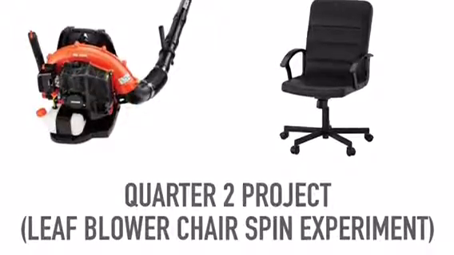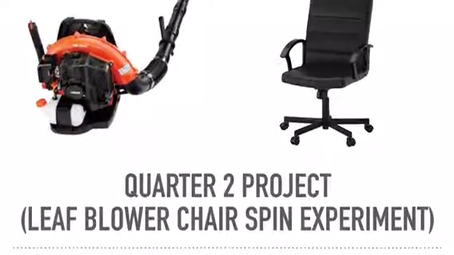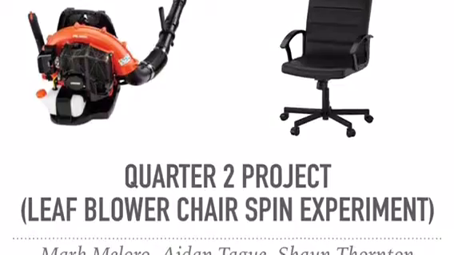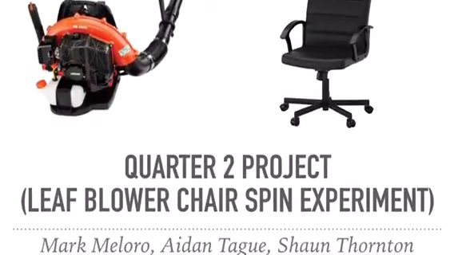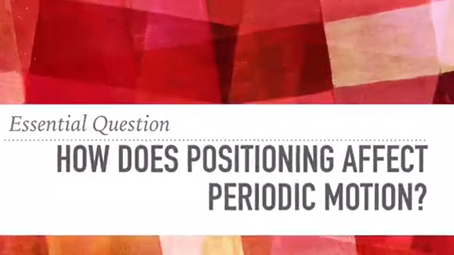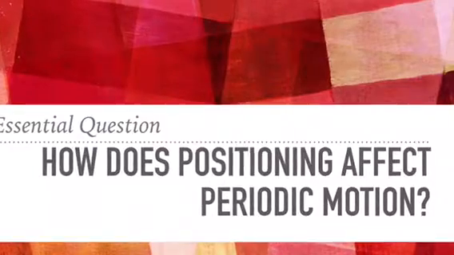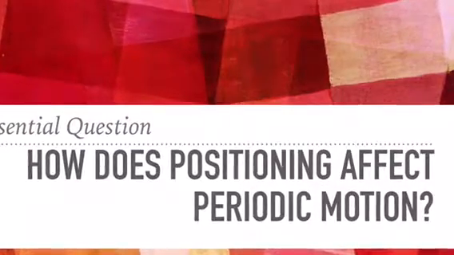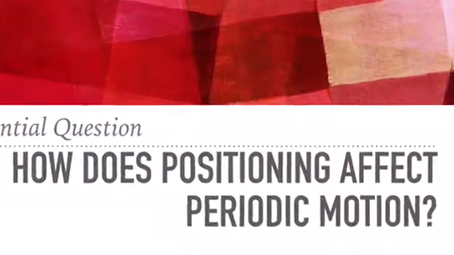Quarter 2 Project: Leaf Blower Chair Spin Experiment by Mark Maloro, Aidan Tagg, and Sean Thornton. Essential question: how does positioning affect periodic motion?